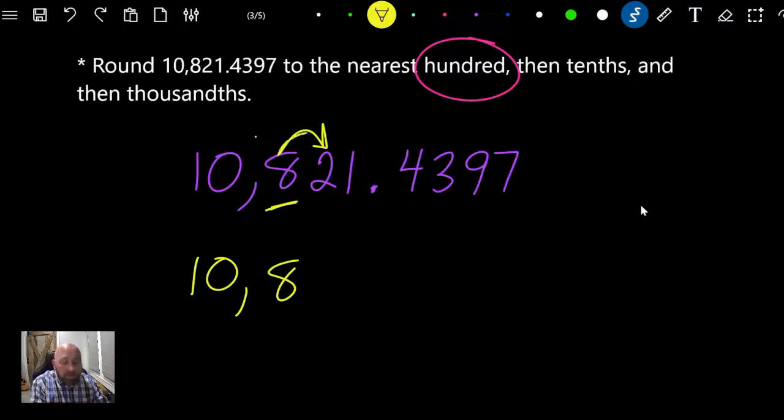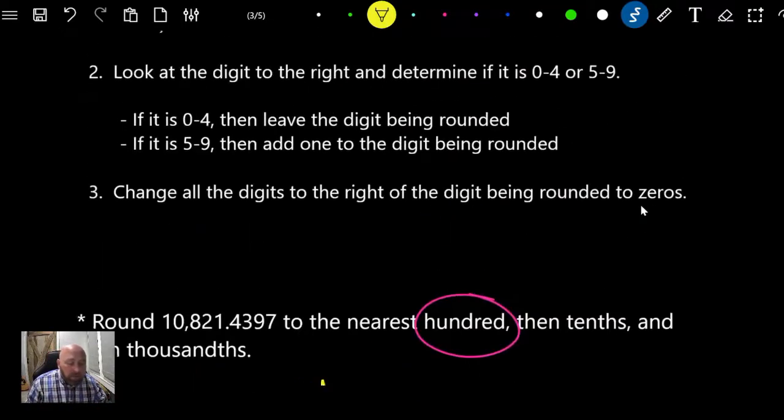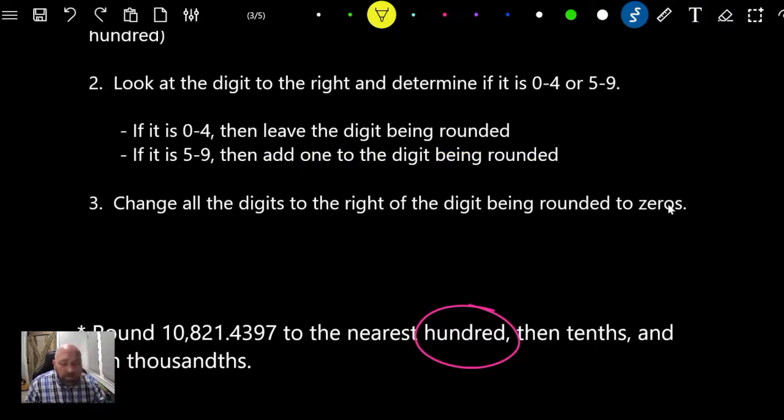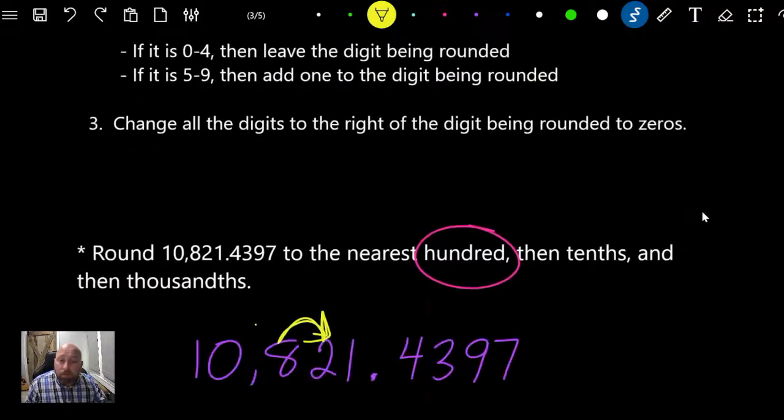Why? Because his next door neighbor was from 0 to 4. If it was bigger than 4, if it was a 5 or bigger, we would do something else. But for now, we don't need to. What's our next step? The next step is number 3. Change all the digits to the right to zeros.